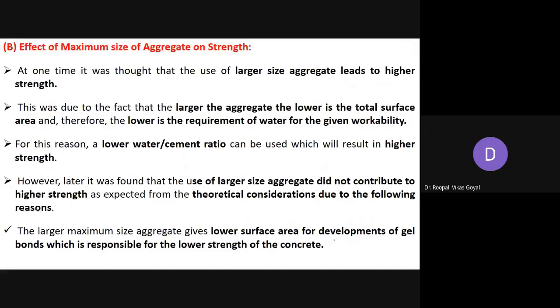Now up till now we have discussed gel to space ratio, water cement ratio, then the time aspect and the temperature aspect. But apart from that, the aggregate is also an important aspect as far as strength is concerned. Not that much important, but important. So we should know the effect of maximum size of aggregate on the strength aspect.